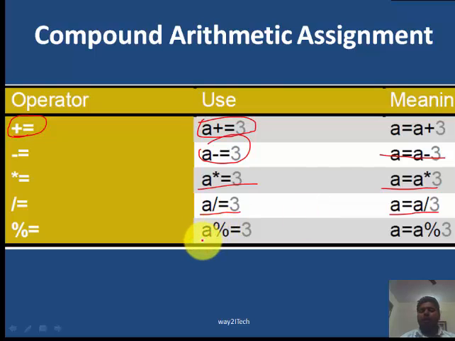Meaning of a modulus division equal to 3: a modulus division equal to 3 means a is equal to a modulus 3. So if a is equal to 5 and we write a plus equal to 3, it means we will be getting a is equal to a plus 3, means 5 plus 3, that is 8. These are the easy operators, you will understand them easily.